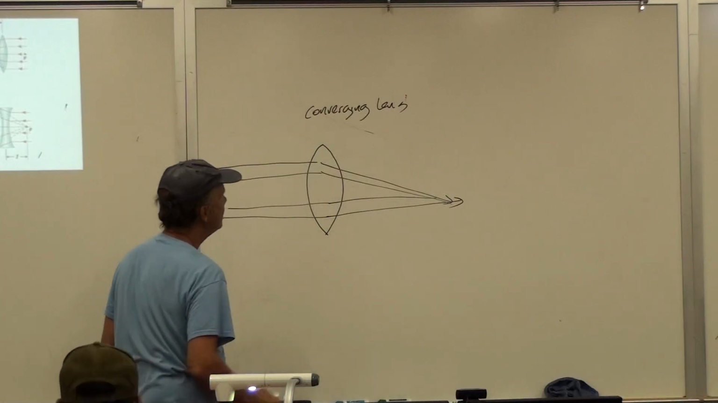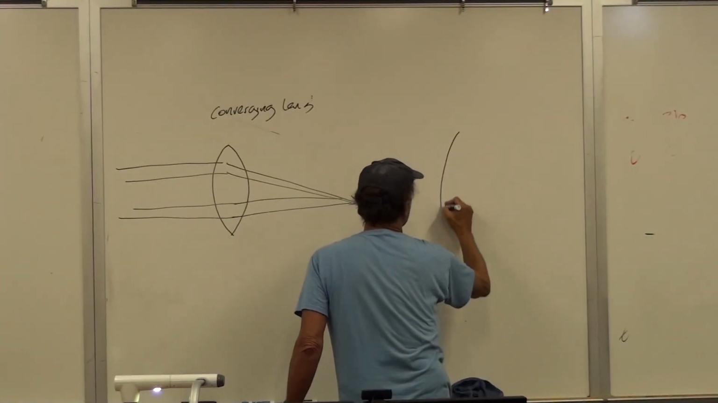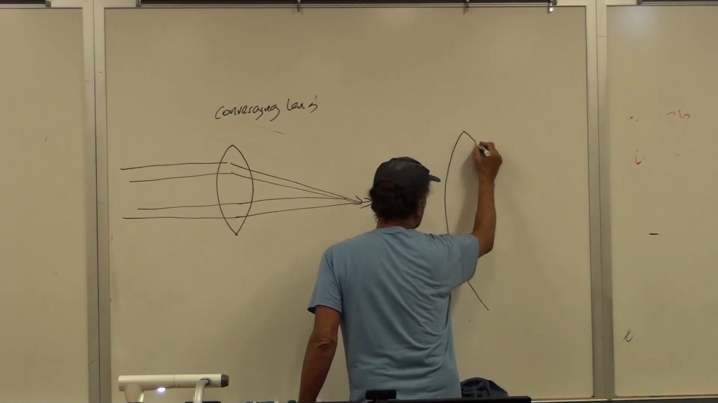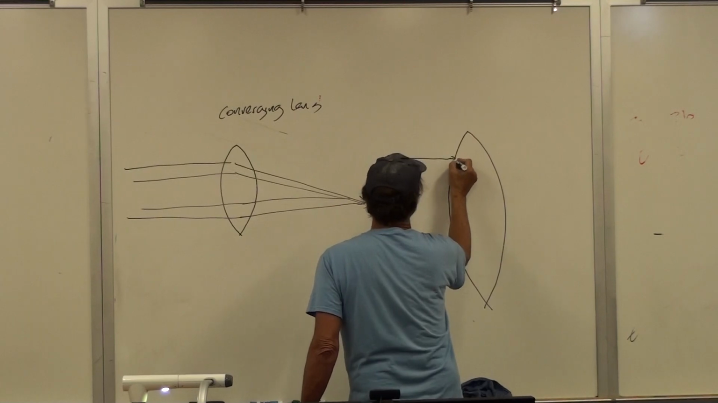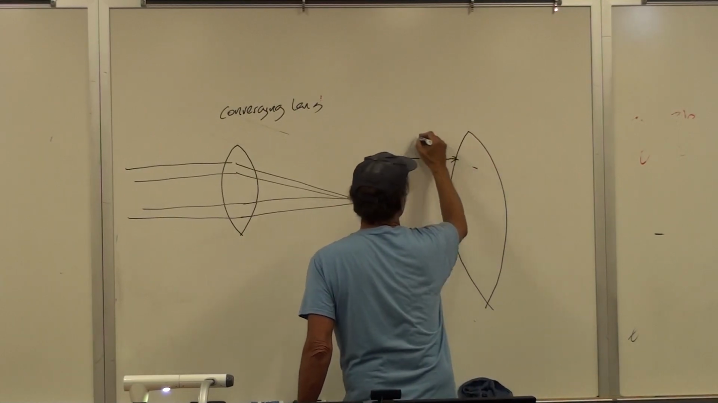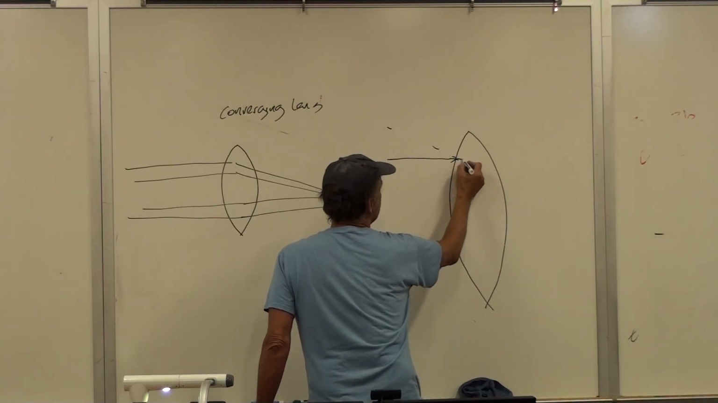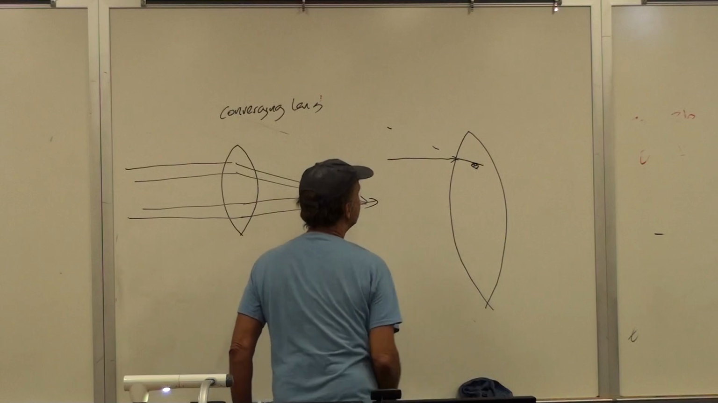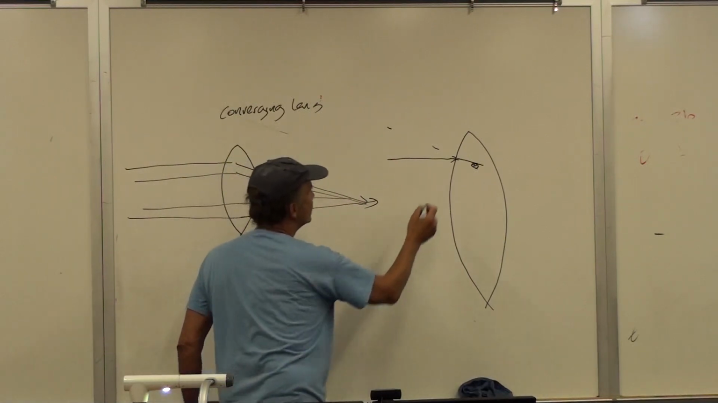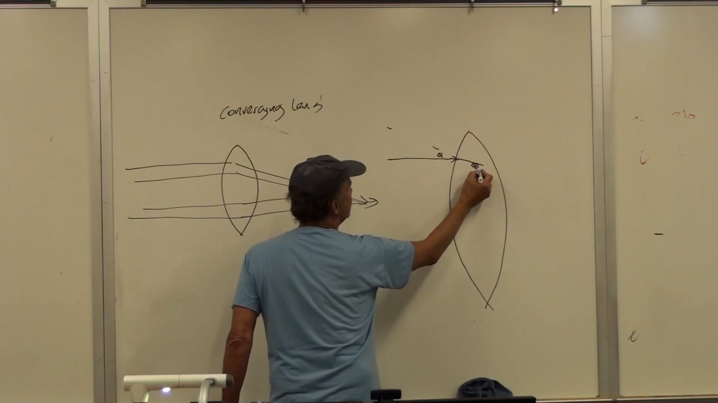Why does that happen? Well, we have to use Snell's law. If you look at what's happening right at the surface, let's say a ray is coming in like this, and this is your normal. This is going to be air, and this is going to be glass. So it's going to bend toward the normal as it enters the glass, so that this angle is smaller than that angle, theta 1, theta 2.